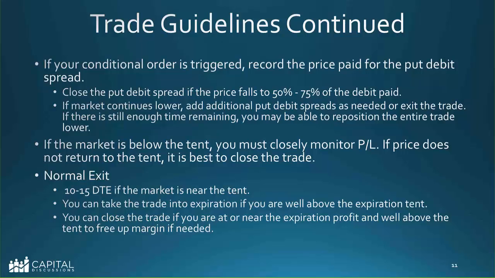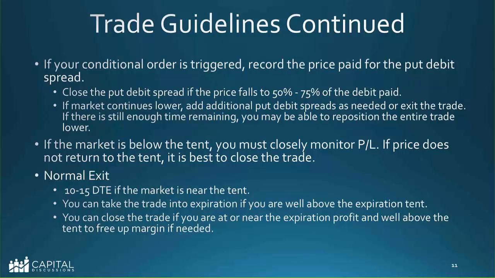If your conditional order is triggered, you want to record the price that you paid for that debit spread. And then I put in a good till cancel order, and if it gets to 50 to 75% of what you paid, you want to close it. That keeps the cost of that spread reasonable if the market whipsaws. You just put a GTC order and it'll take care of itself.